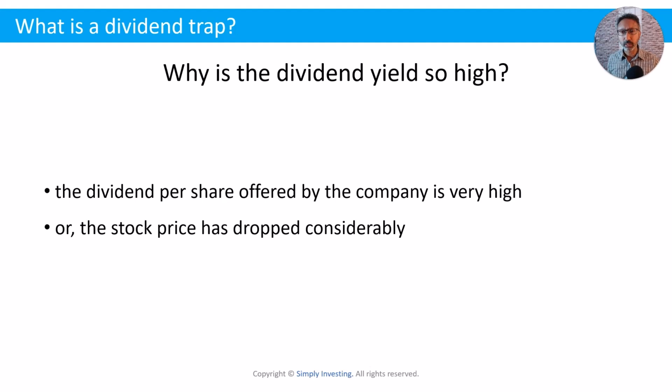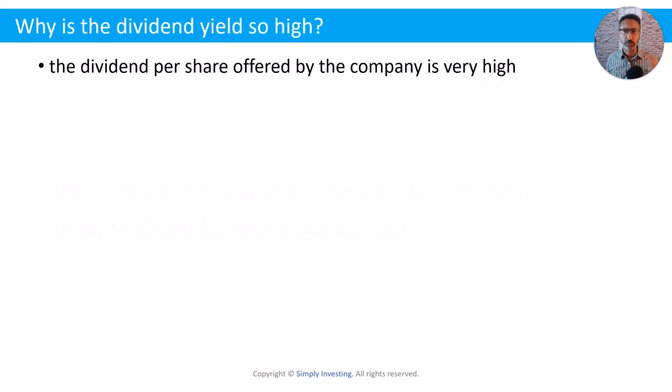Reason number one, the dividend per share that the company is offering could be very high. You could have a company that's giving a very high dividend, and so the yield is going to be high. On the other hand, the stock price drops so considerably, the stock is out of favor, and when the stock price drops, the yield is going to go up. So now let's take a look at both of these reasons. We're going to start with the first reason.